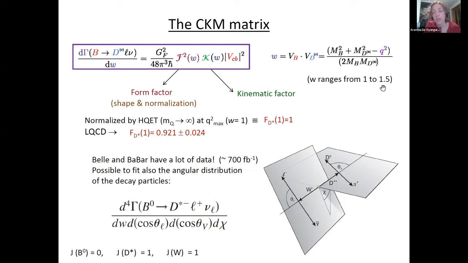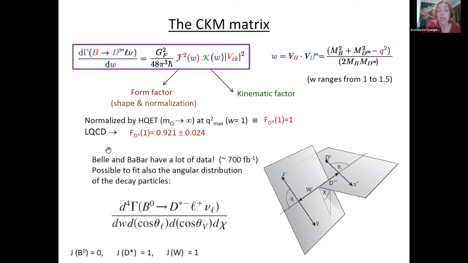So now these form factors depend on this variable, and they are normalized now, not to the maximum of Q squared, but to the minimum of W, because they are related like that. So this form factor has a normalization and also a shape depending on Q squared, depending on W. And it is usually normalized by the heavy quark effective theory, which considers that the heavy quark has a very, very large mass, and then this will be about 1.